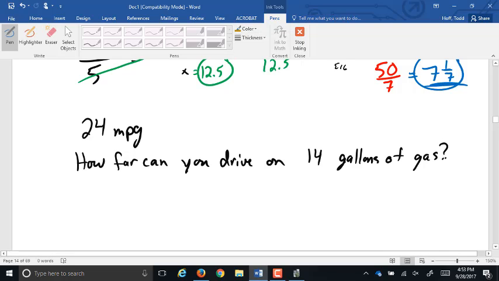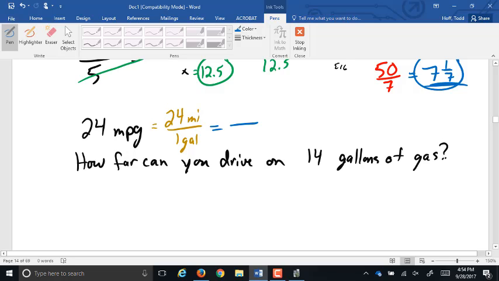Well, this is where, when we deal with rates, proportions are still used, but we have to remember what 24 mpg really stands for. 24 miles over 1 gallon. Once we have it written out like that, it's a lot easier. In fact, rates are pretty simple to put in a proportion because the units are there. We have 24 miles over 1 gallon.